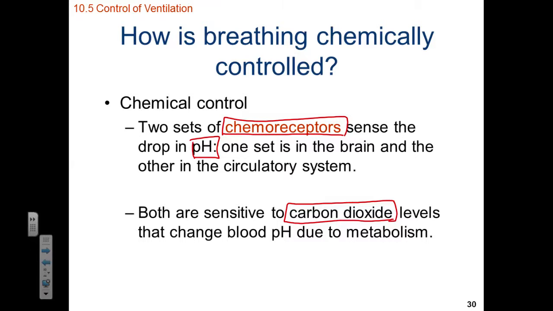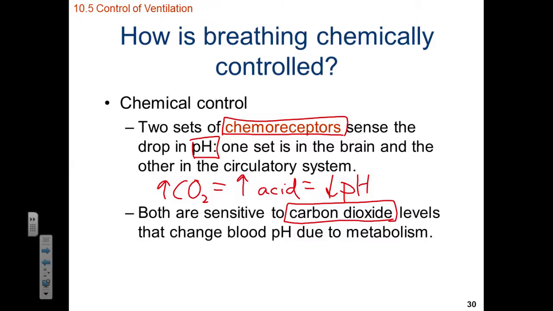As we have more carbon dioxide in our blood, the pH of the blood is going to become more acidic. So if we have an increase in CO2, that is going to cause an increase in blood acid, or the pH to go down in our blood.